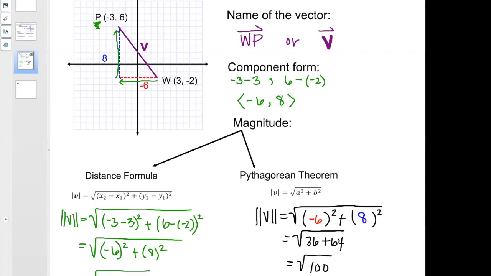So again, that's just two ways that you can find the magnitude of a vector. If you're given only ordered pairs, then I would suggest either graphing it and using Pythagorean theorem, or using the distance formula. If it's already graphed for you, it's easy to just count the horizontal and vertical components and quickly do the Pythagorean theorem.